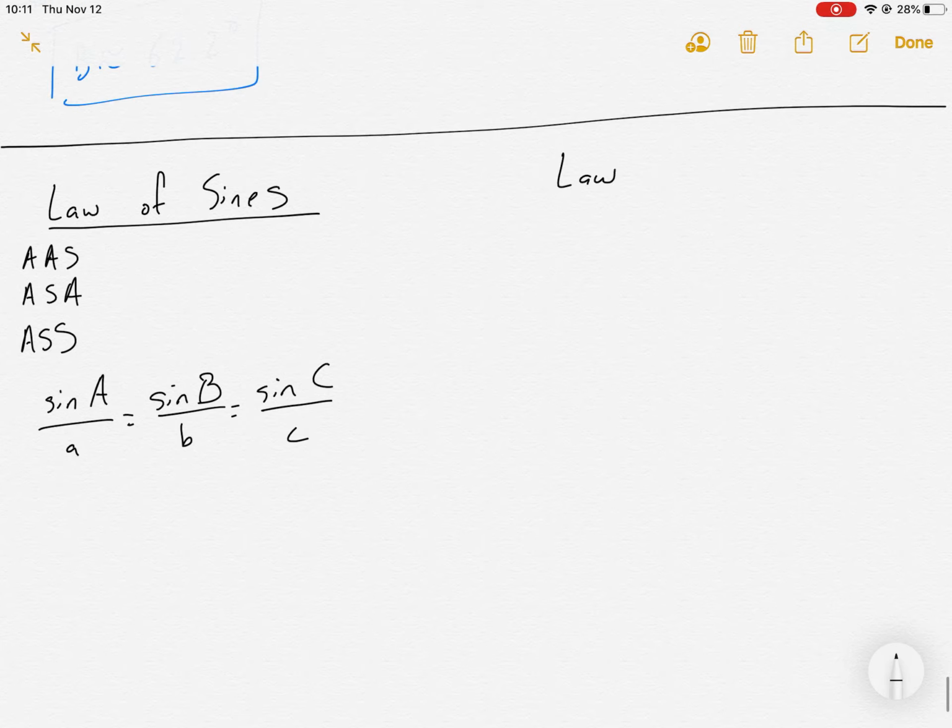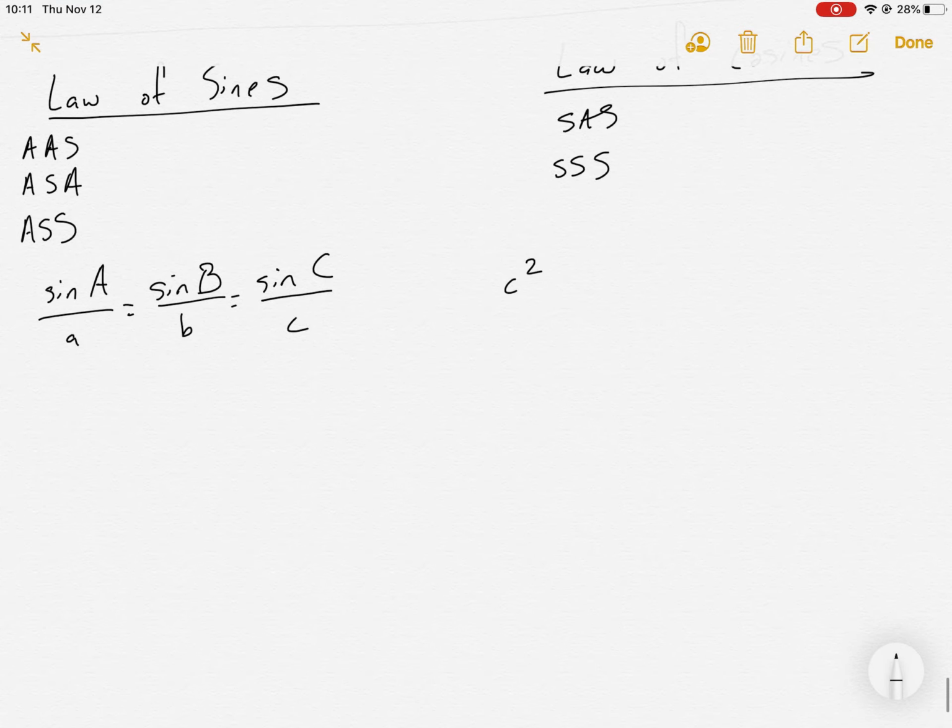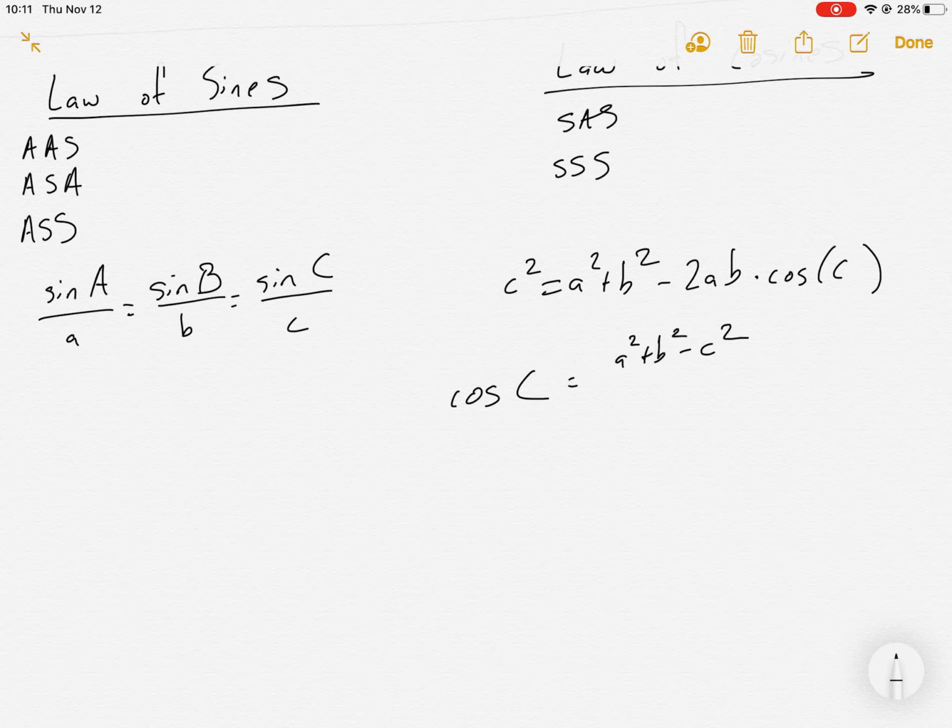For law of cosines, we use this for SAS and also SSS. This says that c squared equals a squared plus b squared minus 2 times a times b times the cosine of C. Or we might have to solve for an angle: cosine of C equals a squared plus b squared minus c squared all over 2ab. And that concludes law of sines and law of cosines. For the next part, we'll see a couple more different types of examples we can solve.